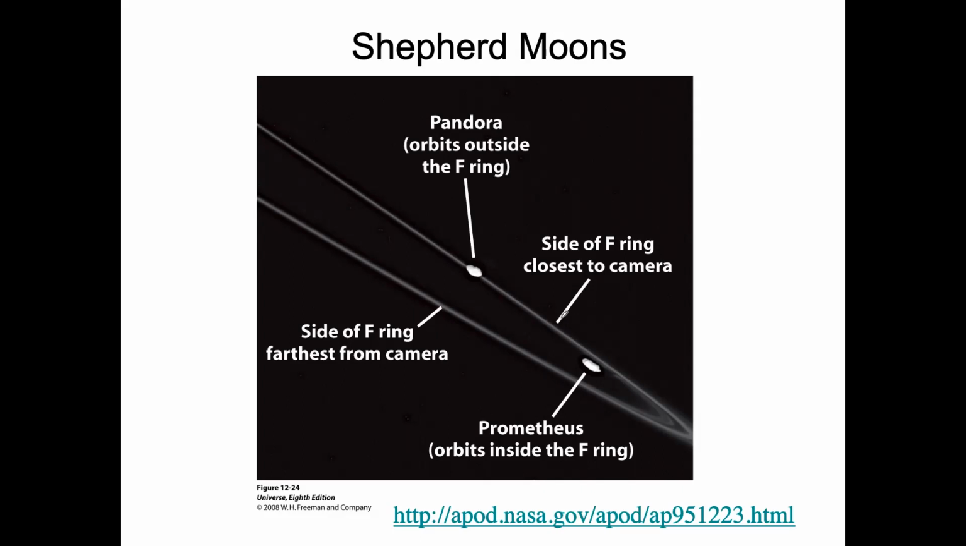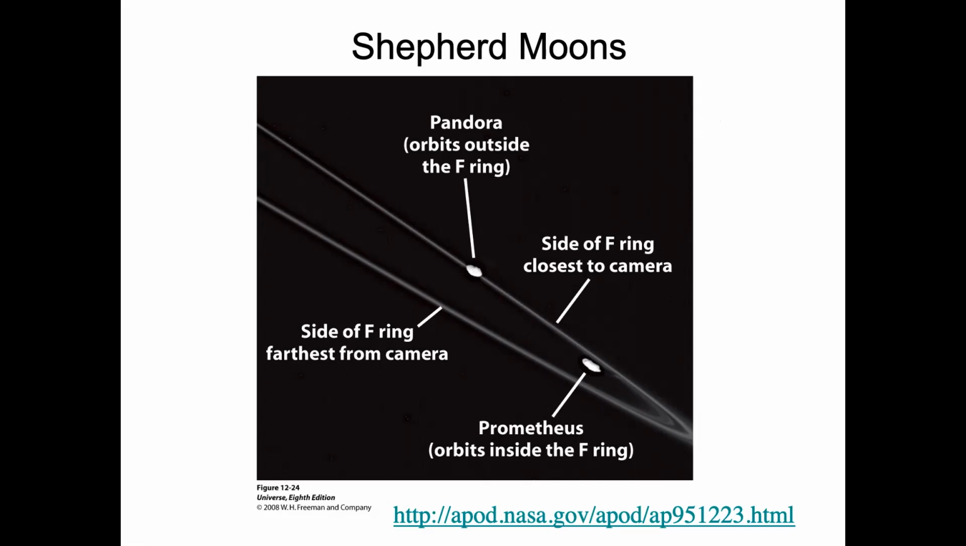Think about what a shepherd does when they're guiding sheep through a pasture. They stay on the outsides and they make sure that they don't stray off the path. And so that's essentially what these moons act as, right? Little shepherds.